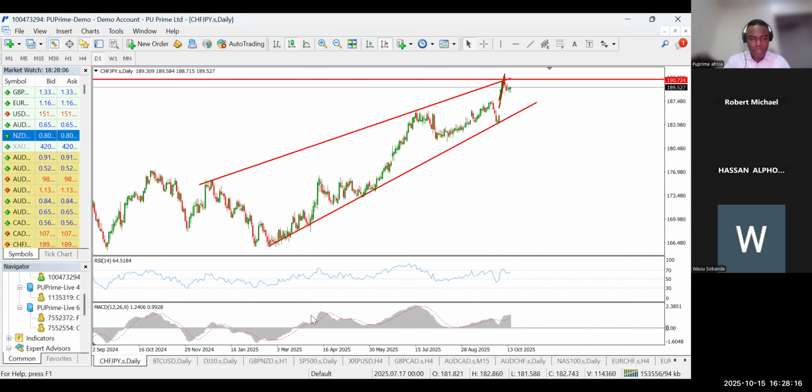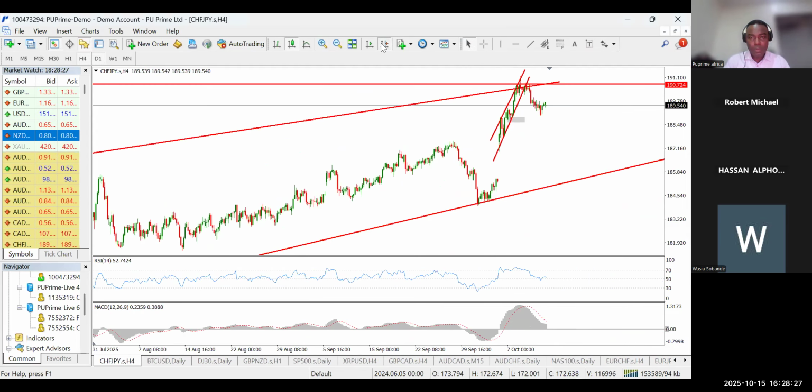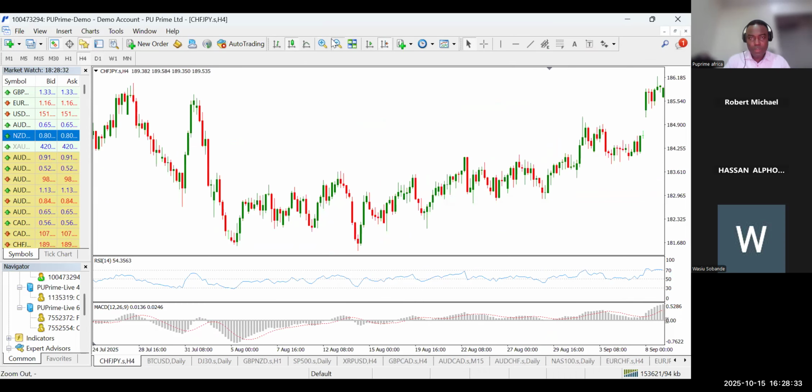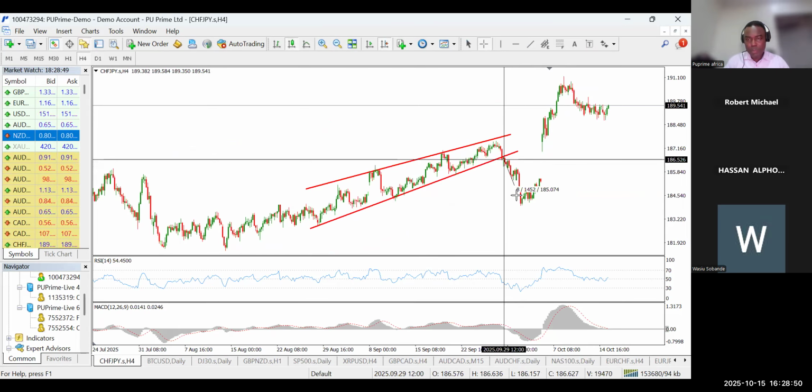That's a rising wedge also forming on the CHFJPY, which may lead to a massive bearish breakout. Okay, let me close all this so that I'll just show you. All right. This is a rising wedge on CHFJPY. See the breakout and price drop to the tune of 250 pips.